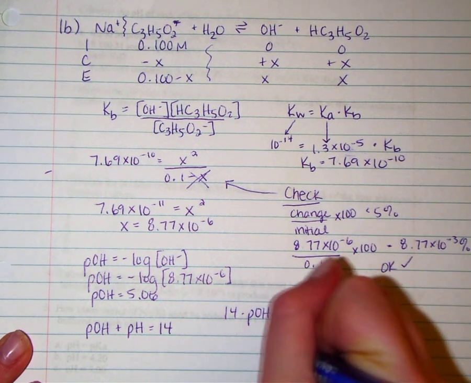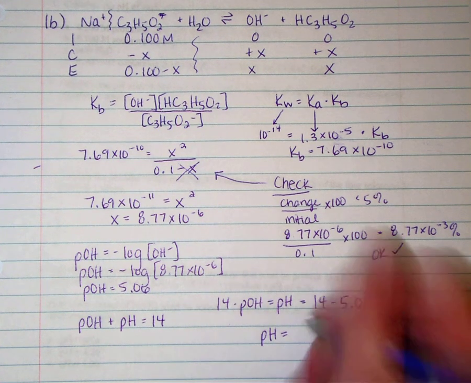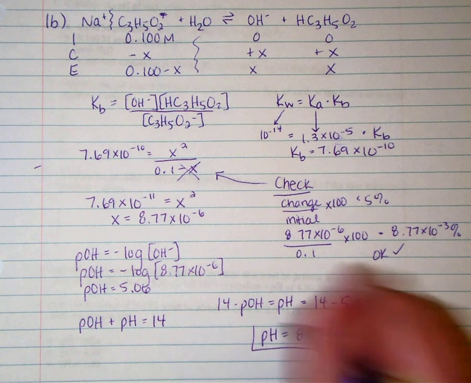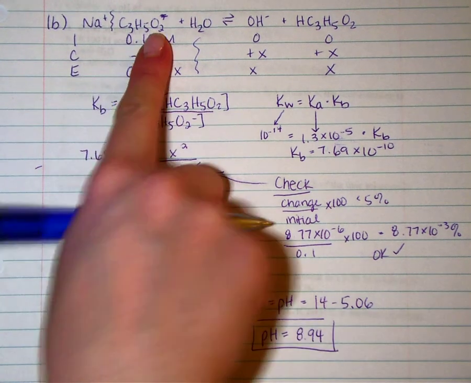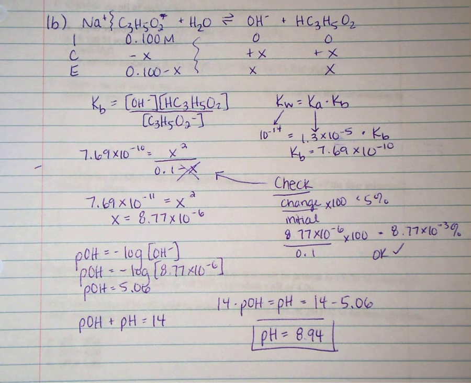So pH, final answer, equals, in your calculator or in your head, you get 8.94. Which makes sense, because if you think about it, this is a base. It should definitely be more than 7. It's not neutral, but at the same time, it's not a really strong base, so don't expect a pH of 12 or 13. So an 8.94 pH makes total sense to me.